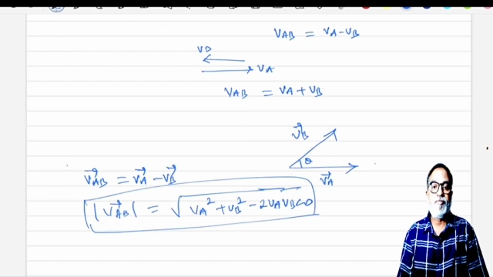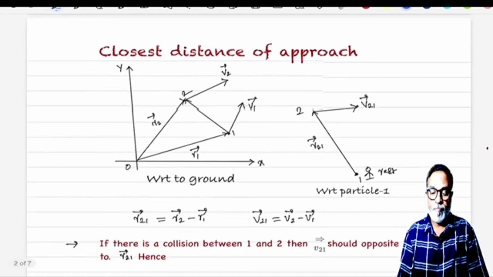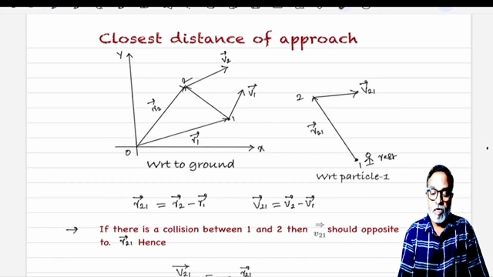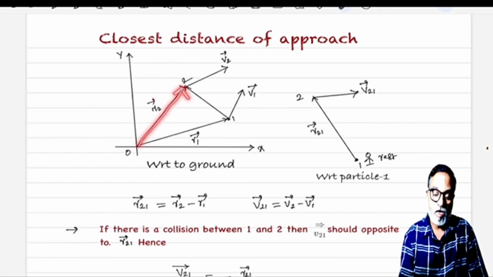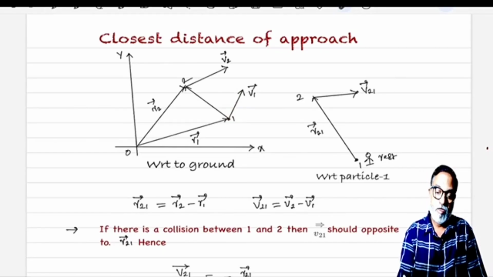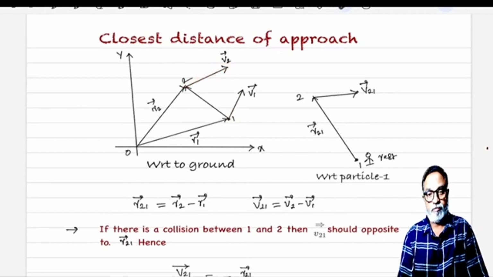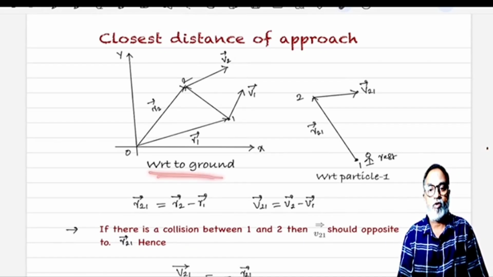If a collision takes place between the particles, what is the condition for collision? If they do not collide, what is the shortest distance between the two particles? See here, there are two particles: this is particle 1 and particle 2. Its position vector is r1 bar and the particle 2 position vector is r2 bar. Particle 1 is moving with velocity v1 bar and 2 is moving with velocity v2 bar. In this diagram, the velocities and the position vectors are represented with respect to ground.